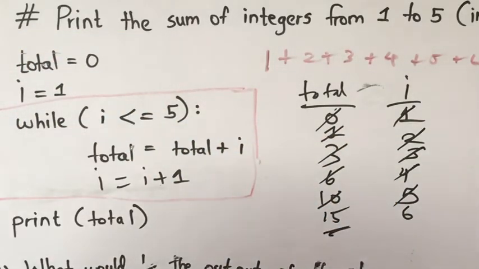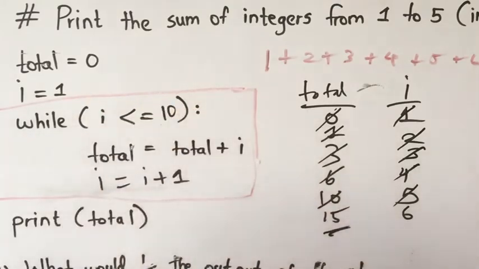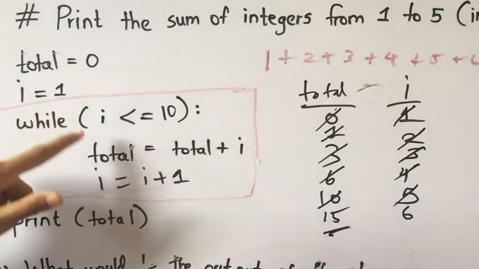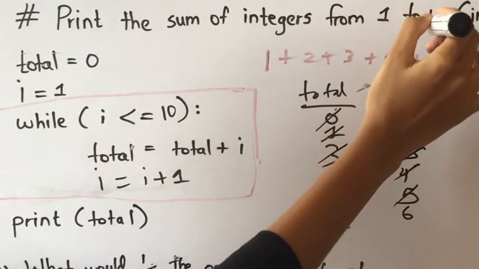So now the question is to find the total from 1 to 10 including 1 and 10. Instead of this 5, put 10. Now this code will run 10 times, from 1 to 10. We didn't increase the number of statements, and you can just change this to 10. You can also comment it.